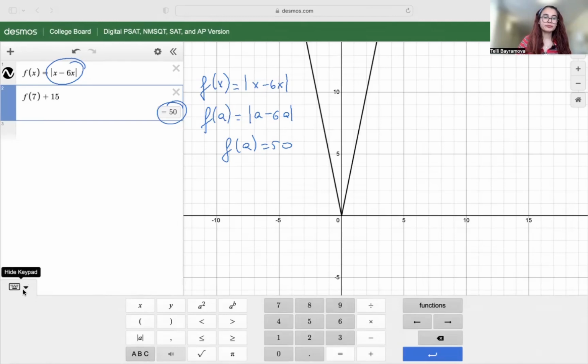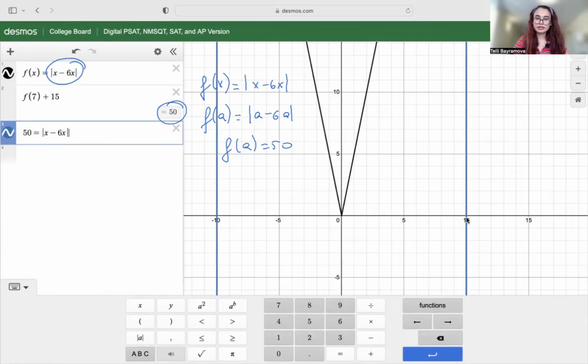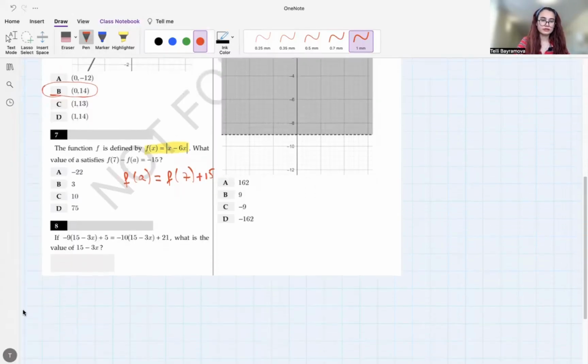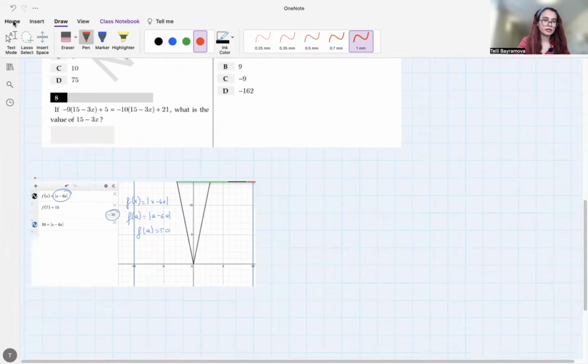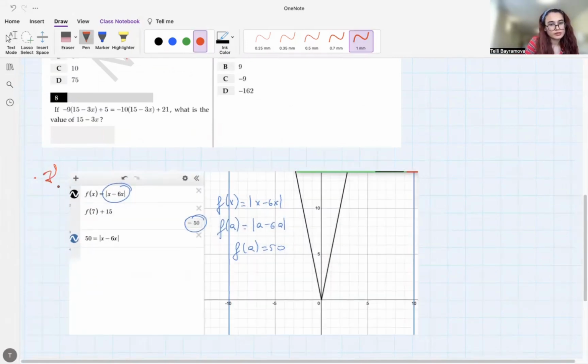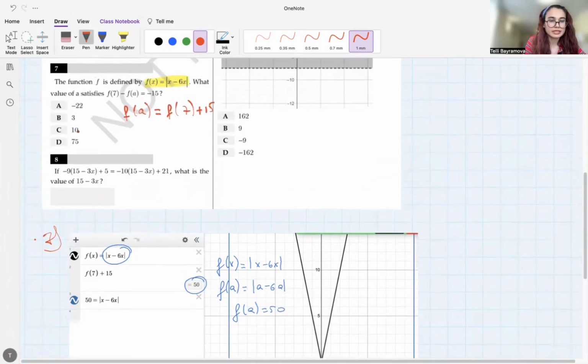So you can write 50 equals, let's write this. And what is the answer? 10 and negative 10, right? The answer will be 10 and negative 10. Let's take a screenshot. Okay. So this is for question 7. What they ask is what is a? a is 10. There's no value for negative 10.